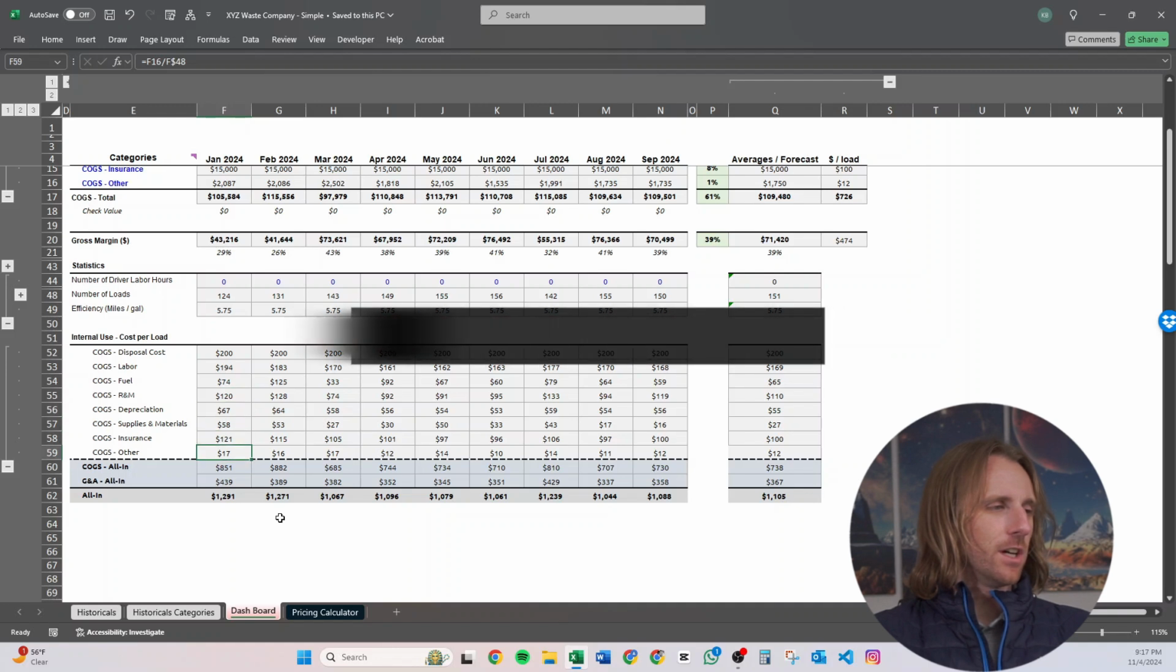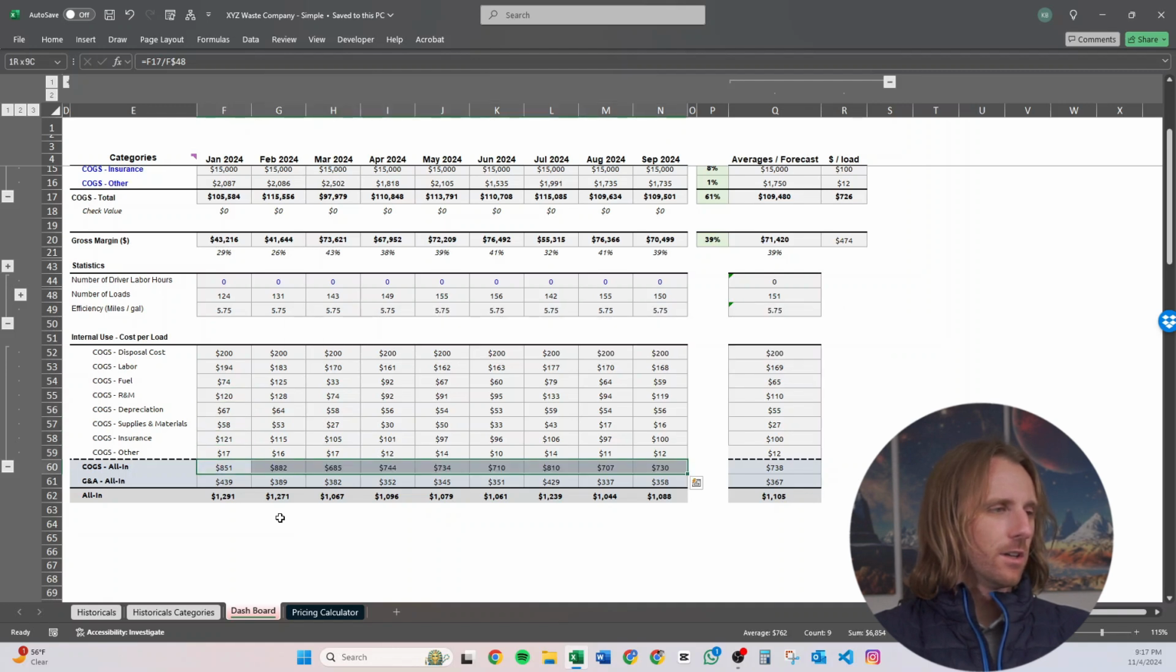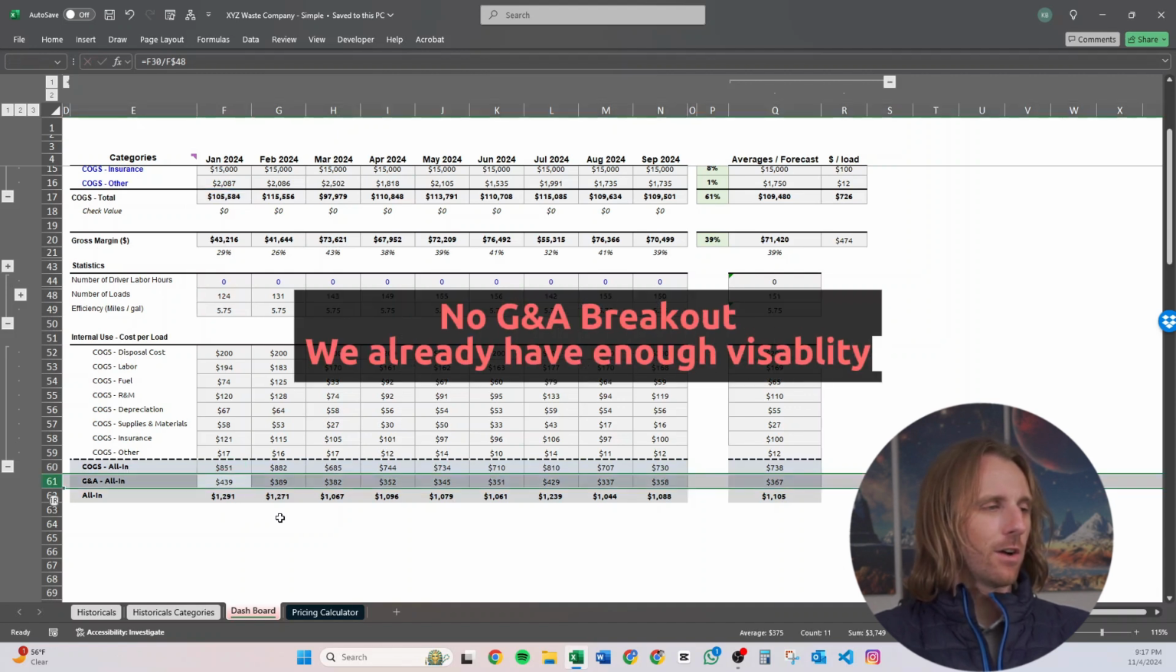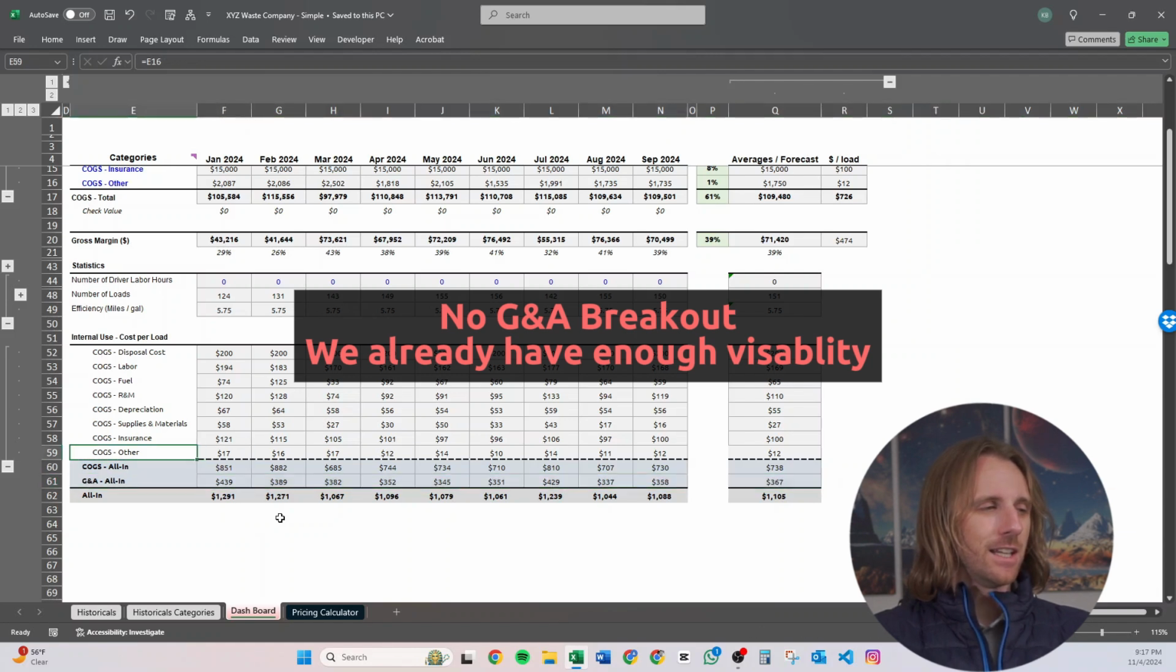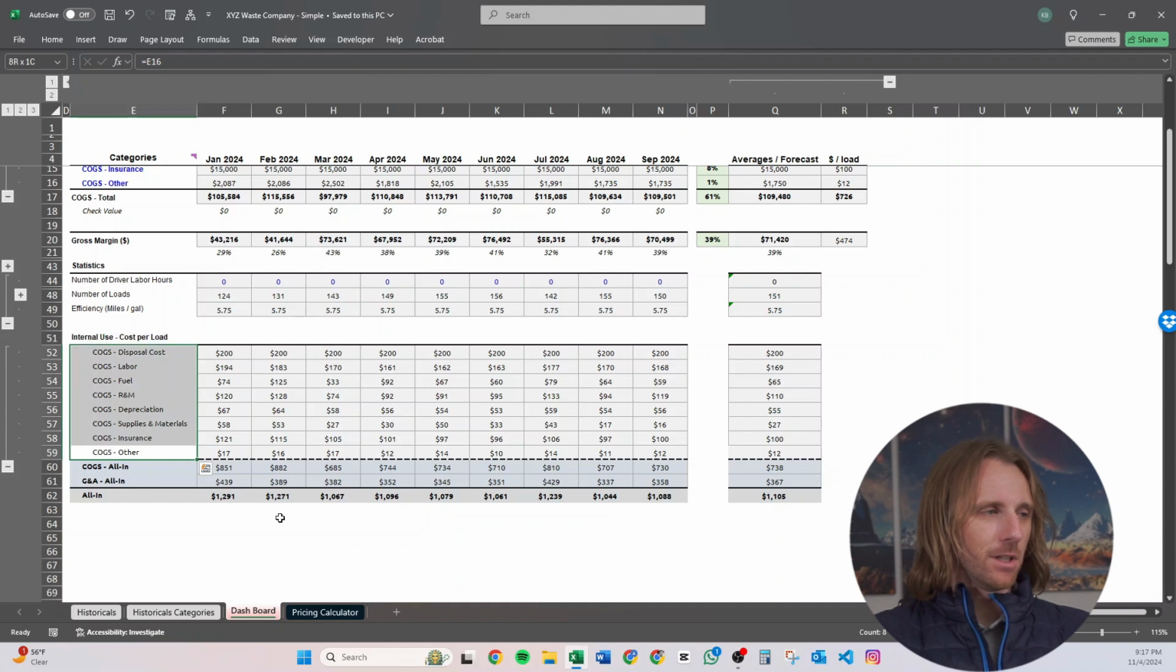Beyond the efficiency of your cost of goods sold here, which I believe is just the total cost of goods sold divided by loads, you'll notice that I don't have a particular breakout for the G&A categories. I find that this level of visibility into cost of goods sold is fairly useful. You're actually going to see why that is on the pricing calculator in just a moment.